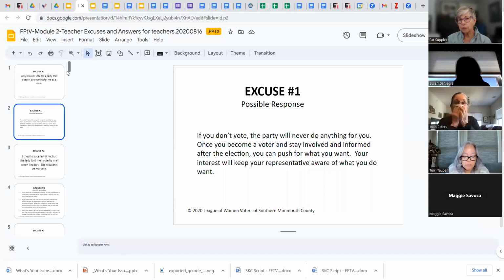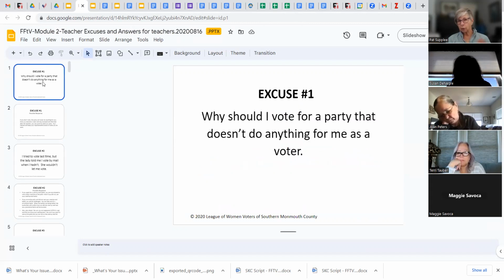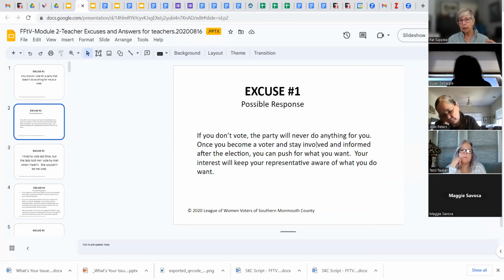The other way we use these cards is when we teach the truth about turnout. The last thing we do at the end of the class is talk about excuses people give. And again, I have these laminated, with the excuse on one side and a possible response on the other. So, why should I vote for a party that doesn't do anything for me? And then one potential answer is on the other side. So each kid gets one, and they are given a minute to read what the excuse is and then to read what the response is. So now each individual child can respond to one thing. They're walking out with one tool.